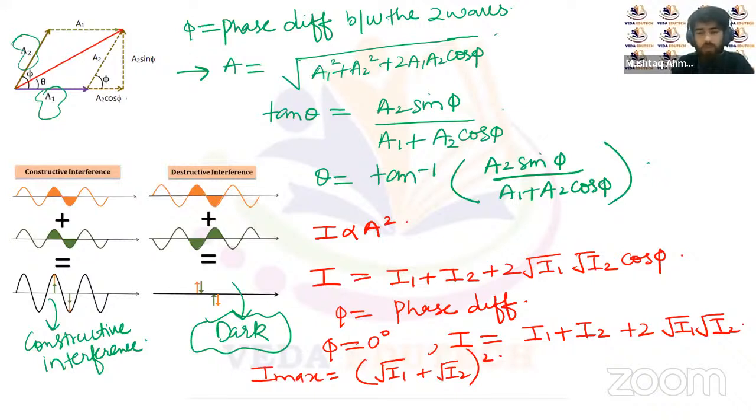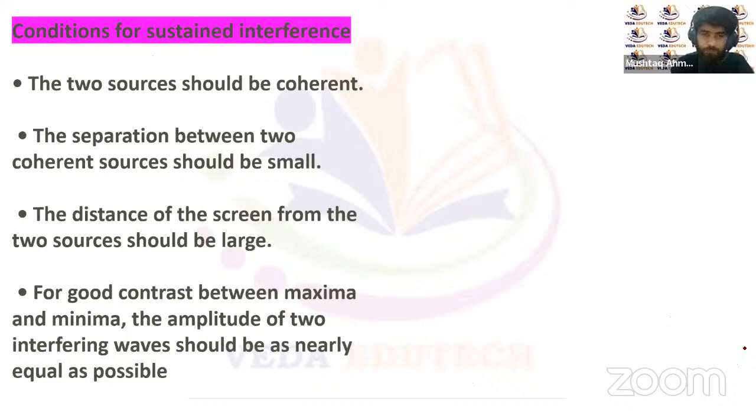Similarly, if we have the destructive interference, in that case phi will be equal to, let's suppose, pi, right? Pi is the phase difference between the two light sources. In that case, the resultant intensity I will be equal to under root of I1 minus under root of I2 whole square, right? So this will be the minimum intensity upon destructive interference between the two light sources.